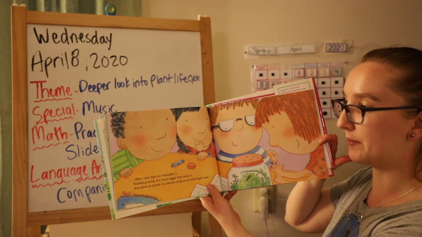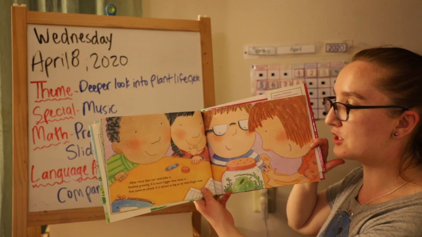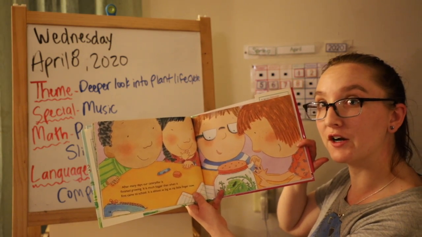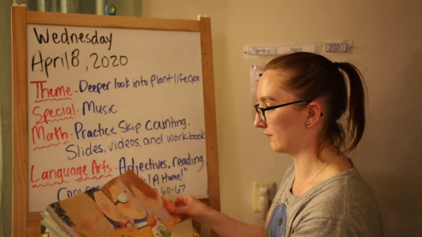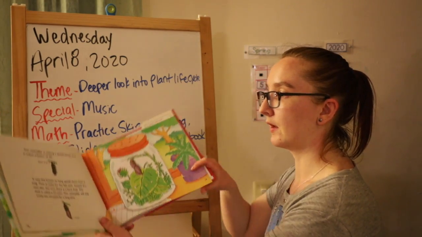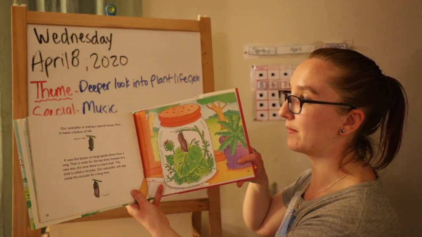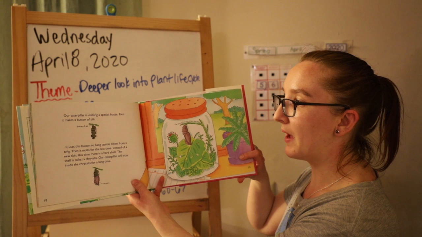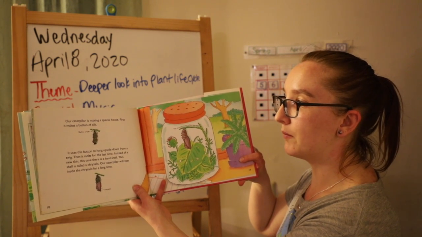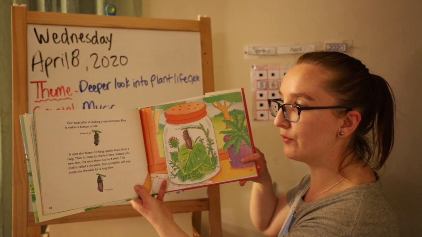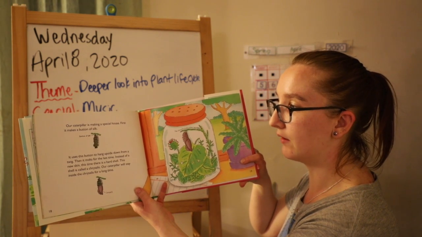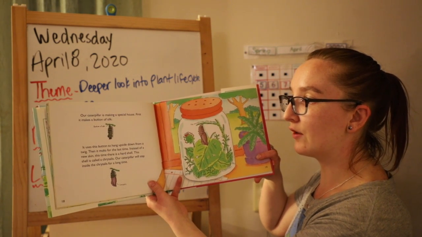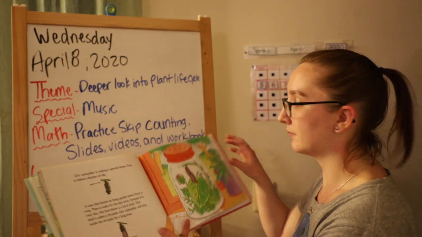After many days, our caterpillar is finished growing. It is much bigger than when it first came to our school. It is almost as big as my little finger now. Our caterpillar is making a special house. First, it makes a button of silk. It uses the button to hang upside down from its twig. Then it molts for the last time. Instead of new skin, this time there will be a hard shell. This shell is called a chrysalis. Our caterpillar will stay inside the chrysalis for a long time.